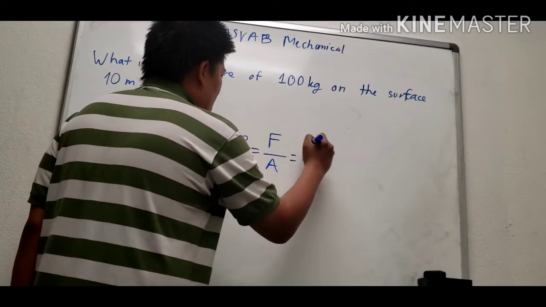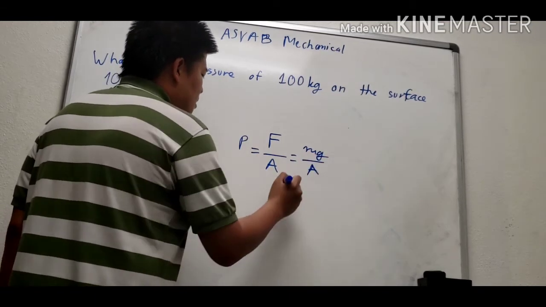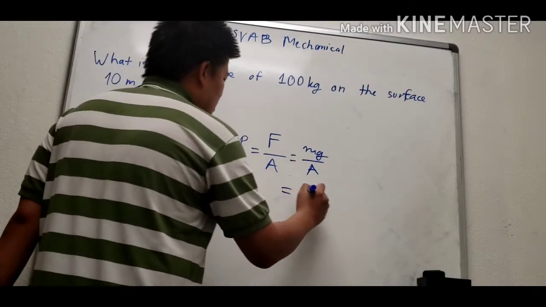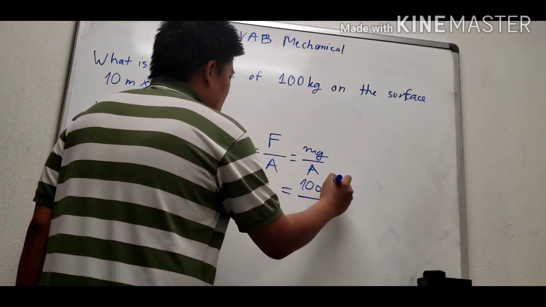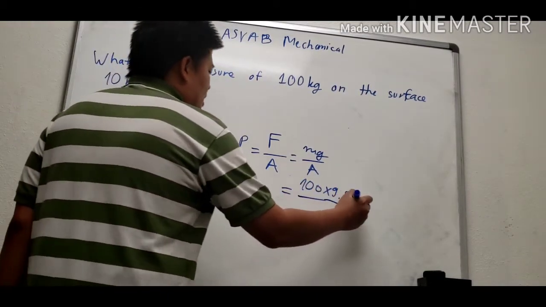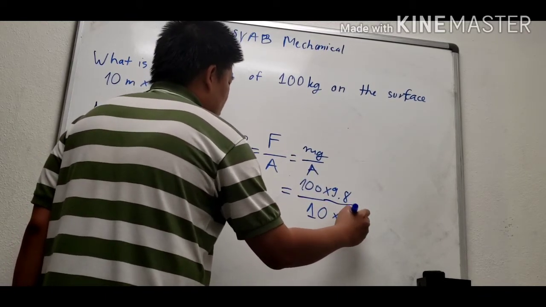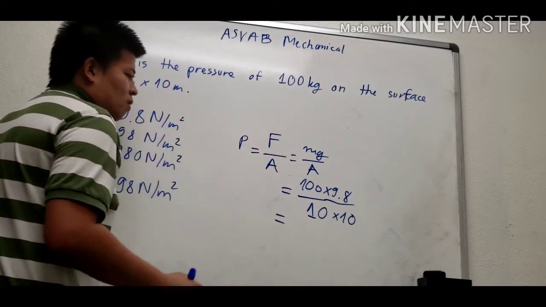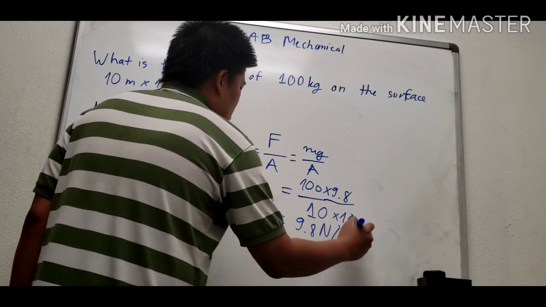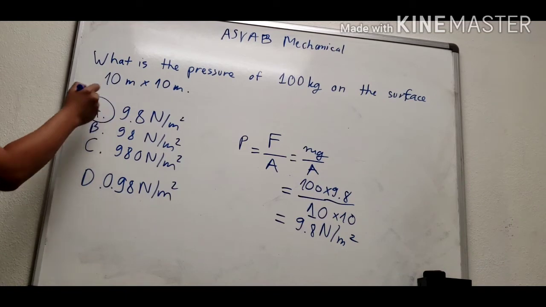In the F, we have M multiplied by g divided by A. So the M is 100. We multiply by 9.8 for the gravity, divided by A, which is 10 multiplied by 10. So we have 9.8 Newton per square meter. So the answer to the question is A.